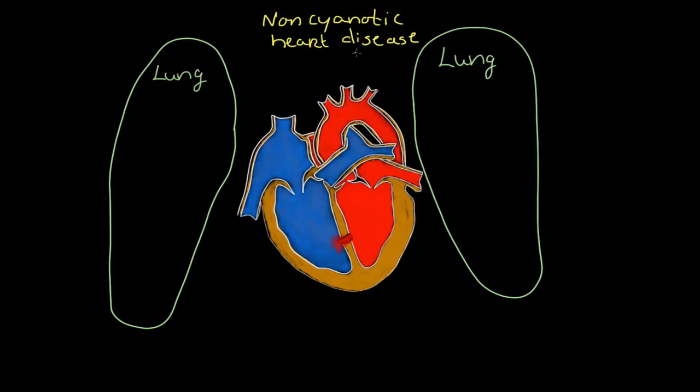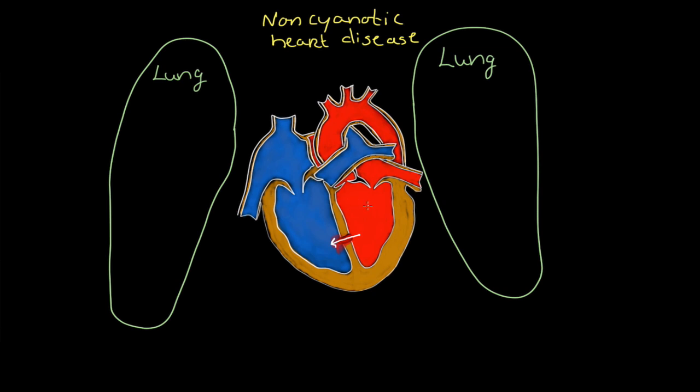With non-cyanotic heart disease, you have some type of a congenital defect, and congenital just means that the individual is born with it. But what happens as a result is that blood moves from the left side of the heart to the right side of the heart. And in this example, you see that we have a little hole here in the wall between the left ventricle and the right ventricle. And since the pressure is higher on this left side that's sending the blood throughout the entire body, that is going to cause blood to go from the left to the right ventricle.